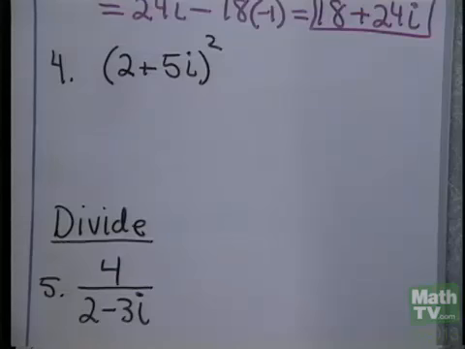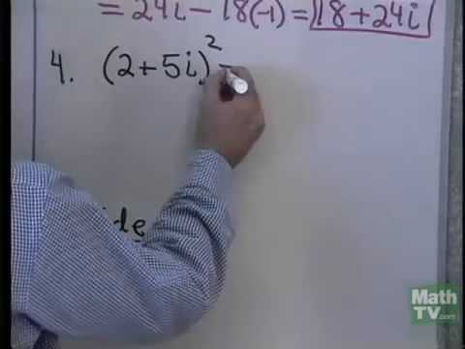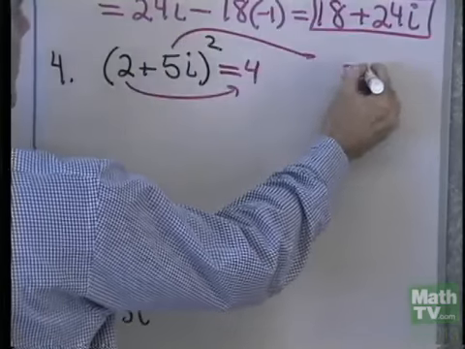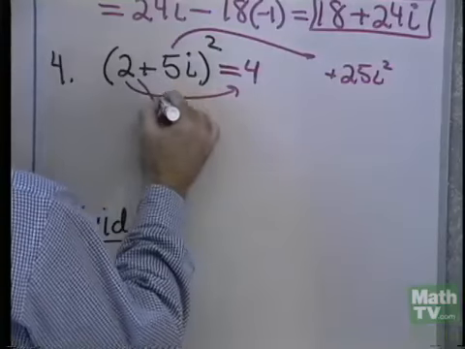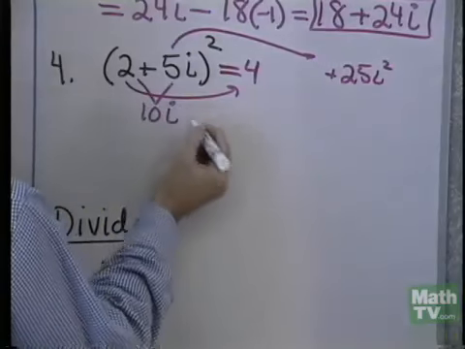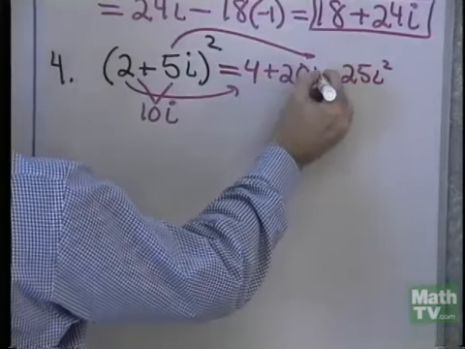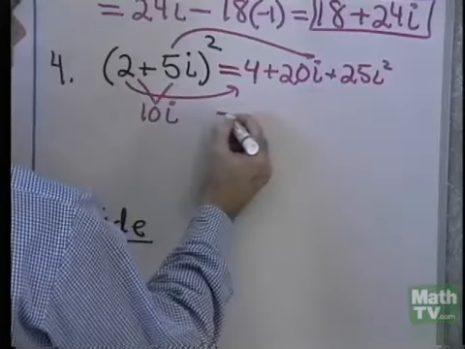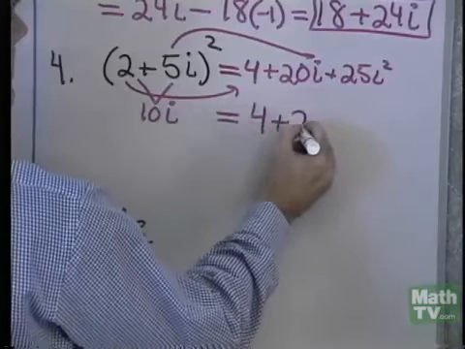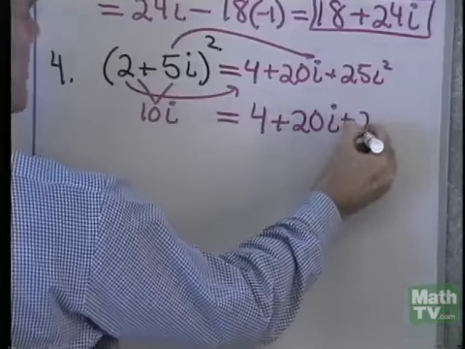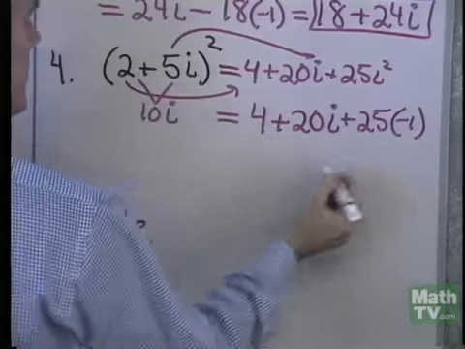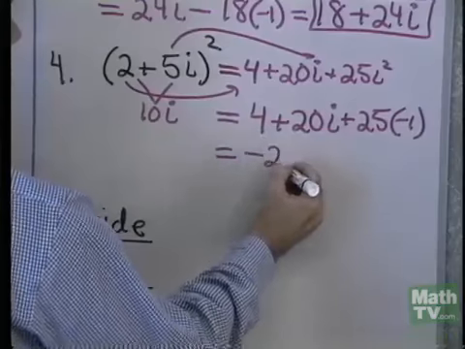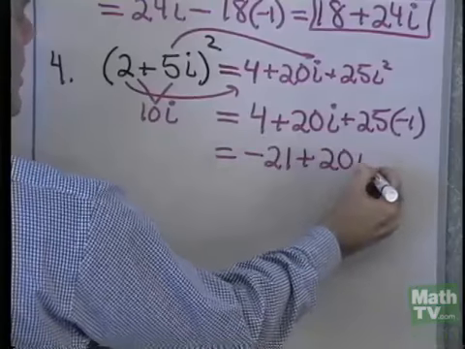Problem number 4, I have 2 plus 5i quantity squared. So I square the first term, 4, square the last term, 25i squared, and then I take twice the product of the two terms. This is 10i times 2, which is 20i. So I square this expression in the same way I would square a binomial, and now I have a little more simplifying I can do, because i squared is -1. So I have -25 plus 4, which will be -21, plus 20i.